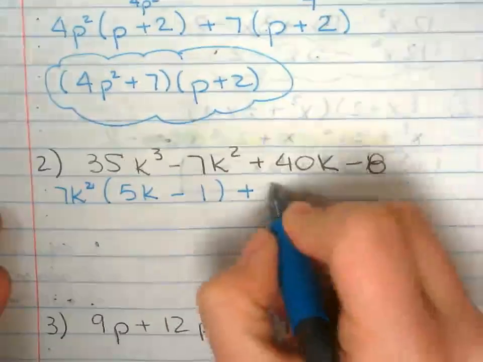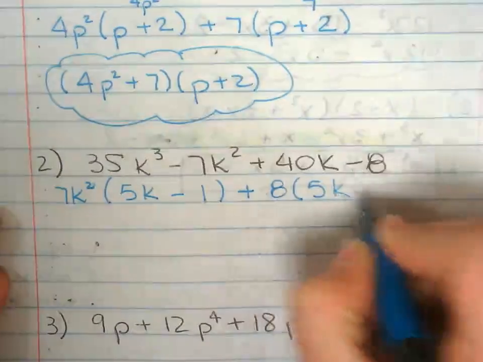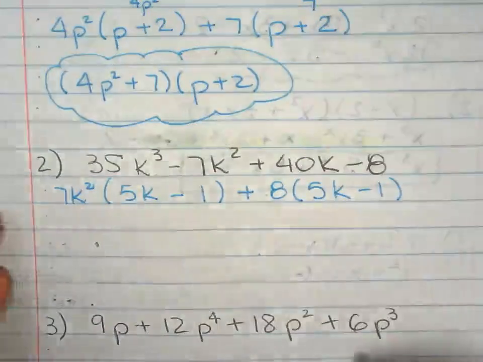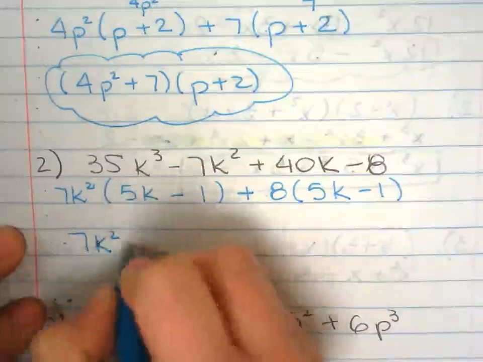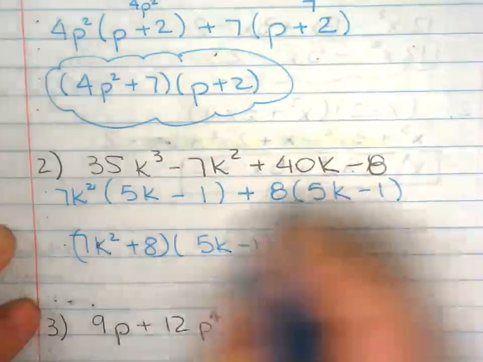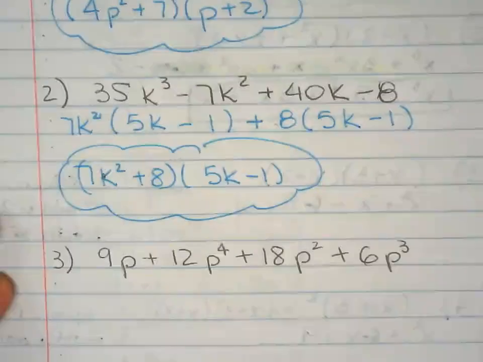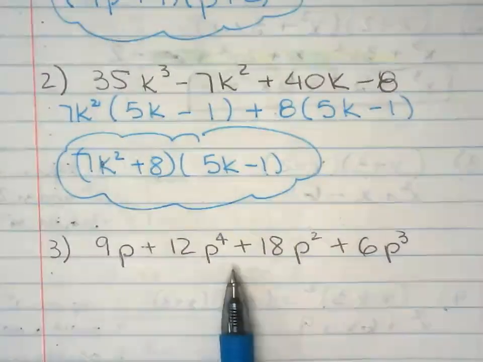And here we have 8. 40 divided by 8 is 5k. 8 divided by 8 is -1. All right, you're rewriting this the same way, so 7k squared plus 8 times 5k minus 1. Again, you don't have to check every time. Who checks the work anyways? Haha. All right.